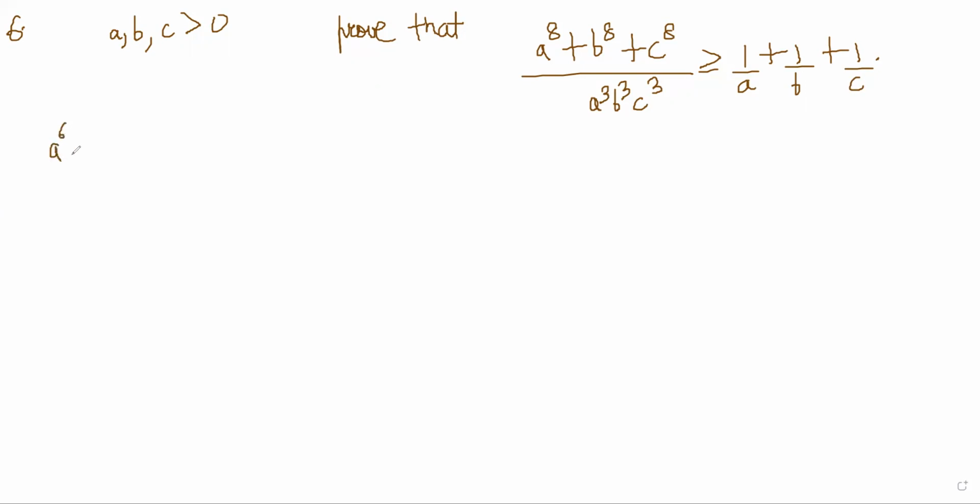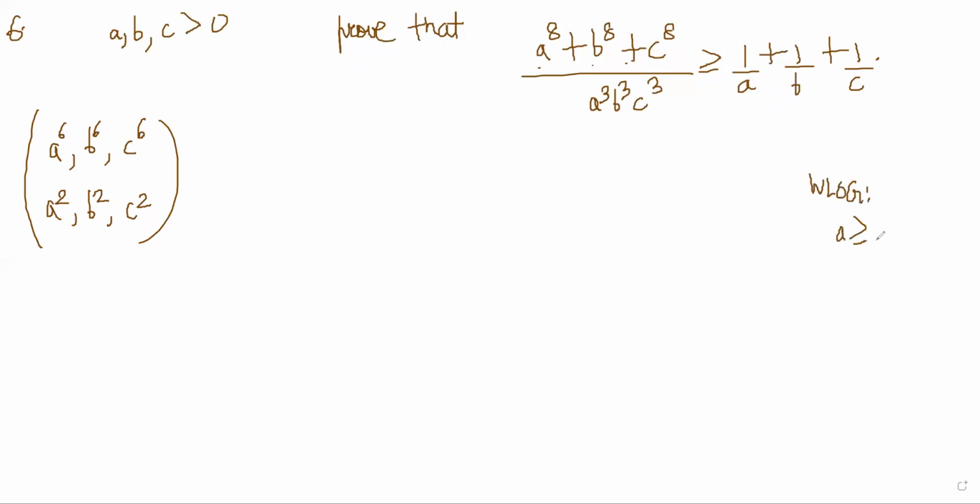So if you think of A power 6, B power 6, C power 6, and A square, B square, and C square, then you will be able to construct the A power 8, B power 8, C power 8 term by multiplying these two sequences. By the way, I'm already assuming without loss of generality that A is greater than B is greater than C. So therefore, it implies that A6 is greater than B6 is greater than C6, and A square is greater than B square is greater than C square. So these are basically the first condition of Chebyshev's, which says that the two sequences are similarly sorted.